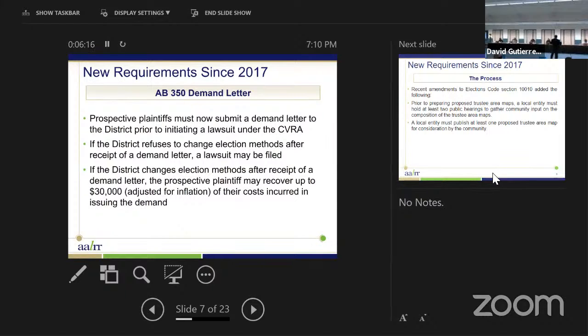Back in 2017, there was a change in the law, and it relates to the California Voting Rights Act. If someone suspects that you have an at-large voting system that is diluting the vote of some protected class, they can give you basically a demand letter. And this demand letter says, hey, you're an at-large district. We think you're a risk. We might sue you. There are districts that have been sued.